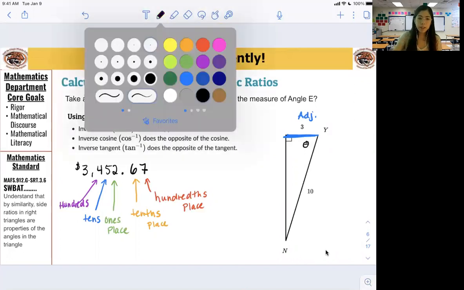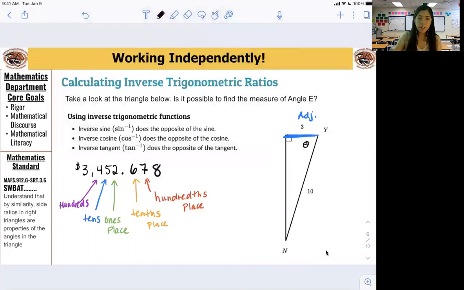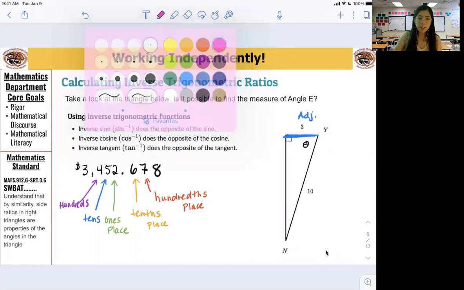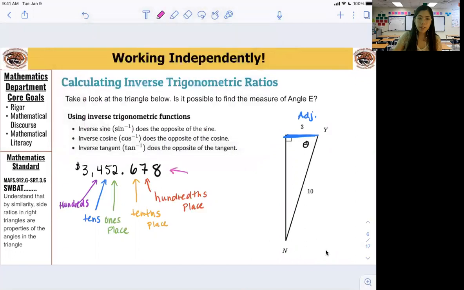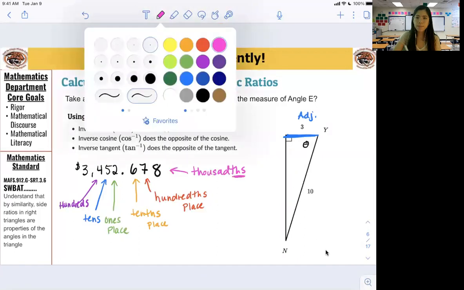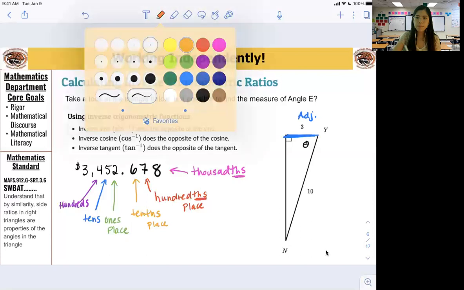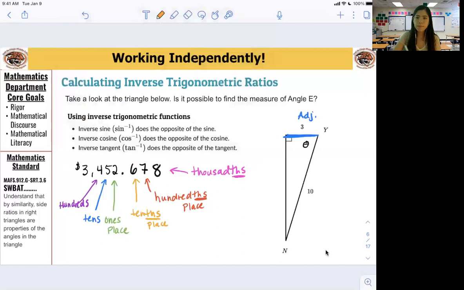Now, if it keeps going in the decimal places, let's say I have an 8 over here. Obviously, that doesn't really work out so well for money, but you just keep following the pattern. If the previous one was the hundredths place, this is going to be the thousandths place. And when it has a TH at the end, that's how you know it's a decimal place. If there's no TH at the end, then you're talking about a whole number. Okay, any questions on rounding?